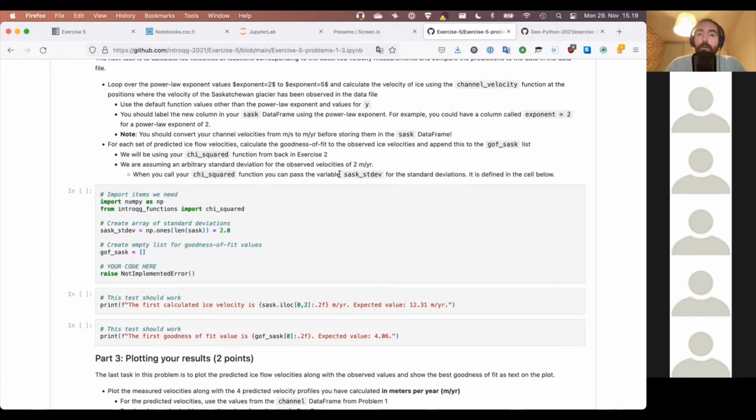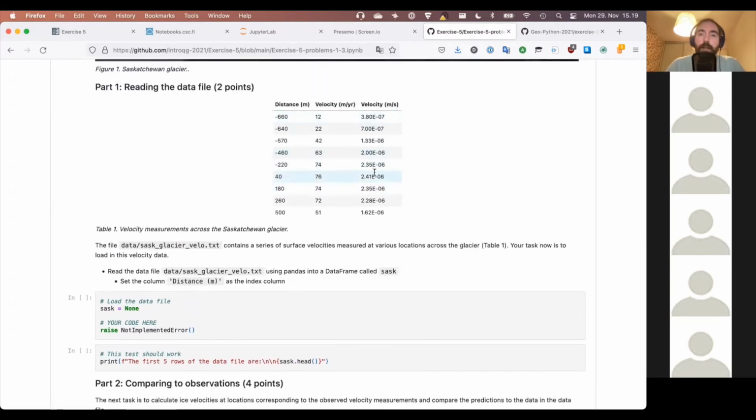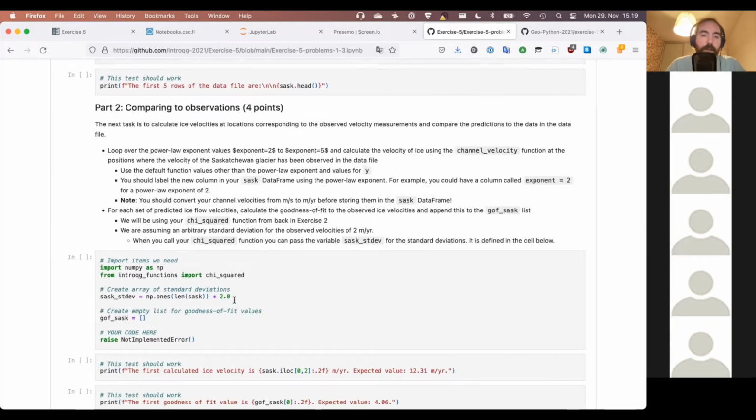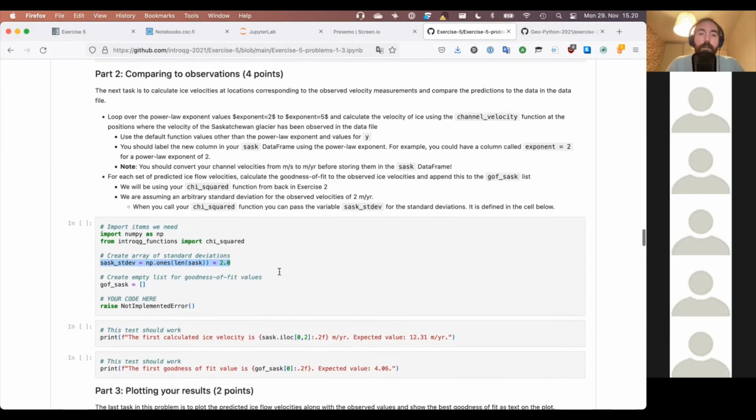One thing you'll notice is that we don't have a standard deviation for our measurements of the ice velocity. You see here, it's just the velocity, there's no standard deviation. So you're given a standard deviation array where we just say, arbitrarily, let's assume it's 2 meters per year, just to give some number that's needed to use the chi-squared function. The chi-squared function expects an observed velocity, a predicted velocity from our model, and some standard deviation in the observed velocity. We'll just put in some constant value there just to be able to use that chi-squared function.